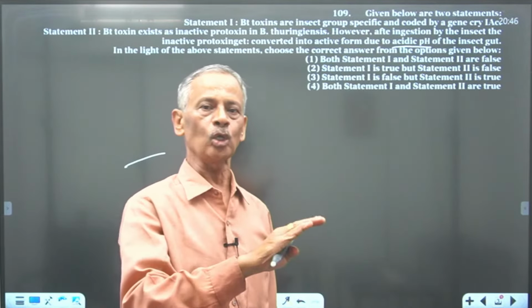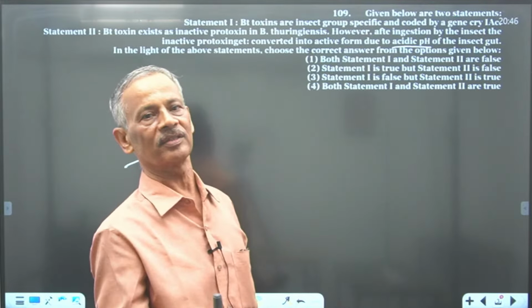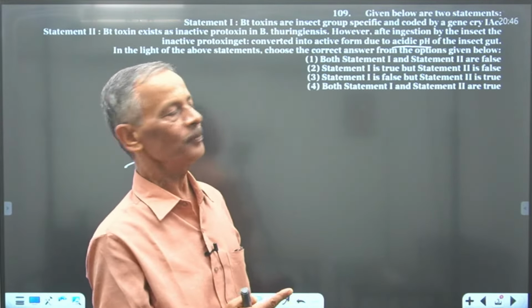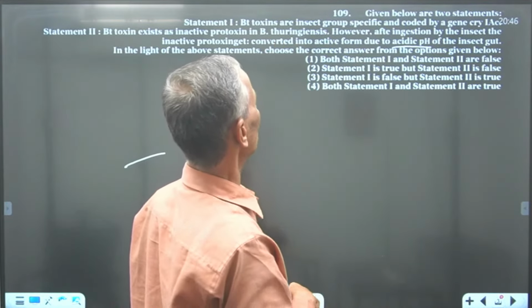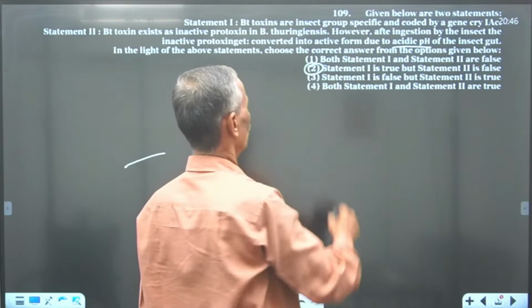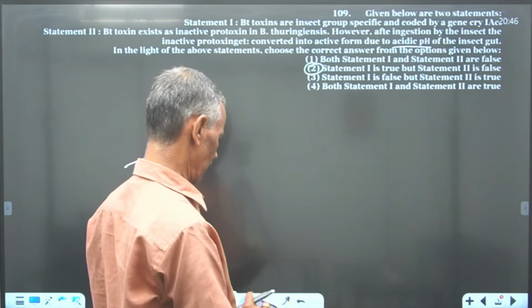gut that converts the protoxin into toxin. Okay, so statement 1 is correct, but statement 2 is false. So we have to take 2 as the right answer.